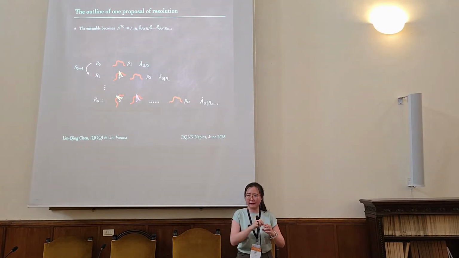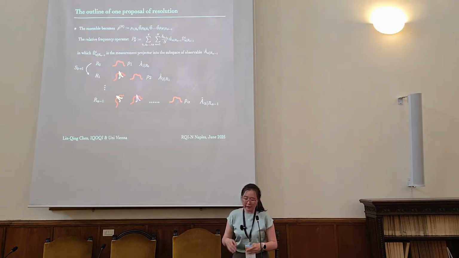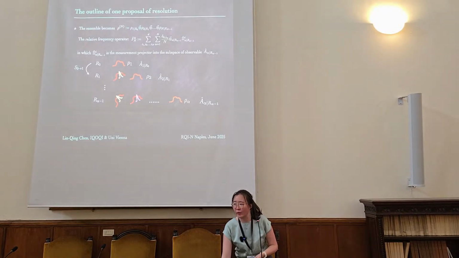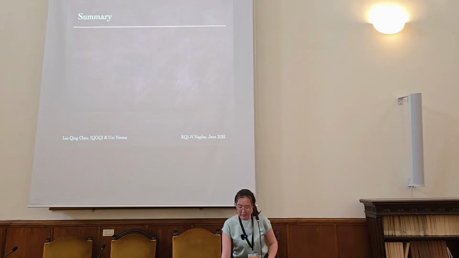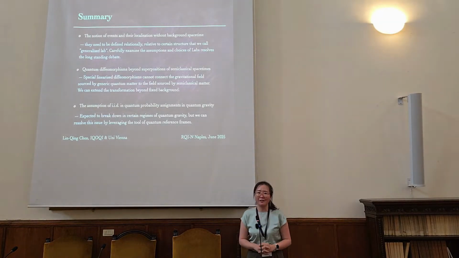The arrows indicate that there is a direction in the sequence, and the algebraic property of this is still work in progress. However, the modified relative frequency operator can ensure that the probability is well defined, because every time we initialize the reference frame into an equivalence class. This is because the correlation due to diffeomorphism, backreaction, and the lack of split property is encoded into the correlation among the quantum reference frames at each step. And by assuming the equivalence principle holds in quantum spacetime, the existence of a local inertial frame is powerful enough to assume that we can reset to R0 for subsystems. So here is a summary of the brief lessons we learned from these three aspects. Thank you so much for attending.